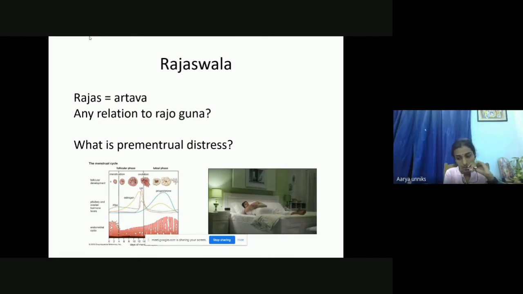So I think Ayurveda doctors need to have more understanding on this subject, because we think that we can go and do whatever we like. So maybe this is one reason.